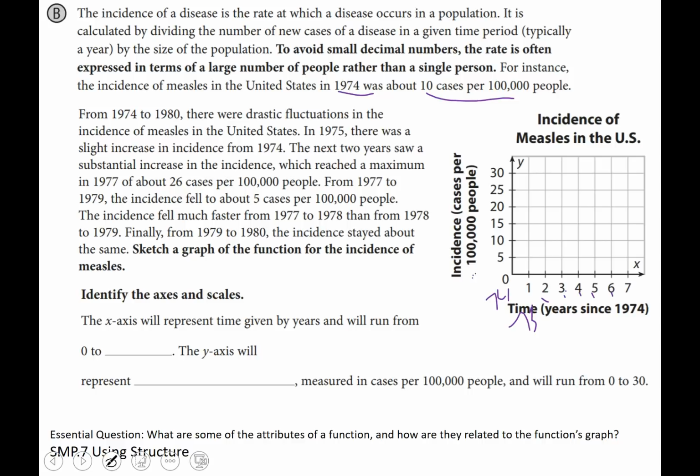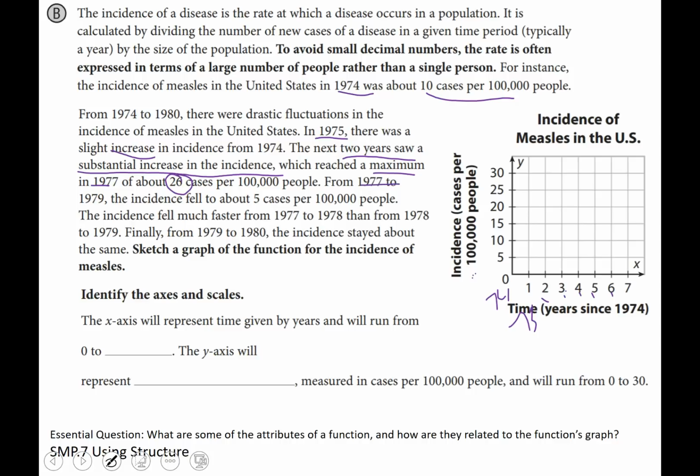So it says that from 74 to 80, there are drastic fluctuations in the incidence of measles in the United States. In 75, there was a slight increase from 74. So I'm underlining the important parts of this problem. The next 2 years saw a substantial increase in the incidence that reached a maximum value in 77 of 26 cases per 100,000 people.